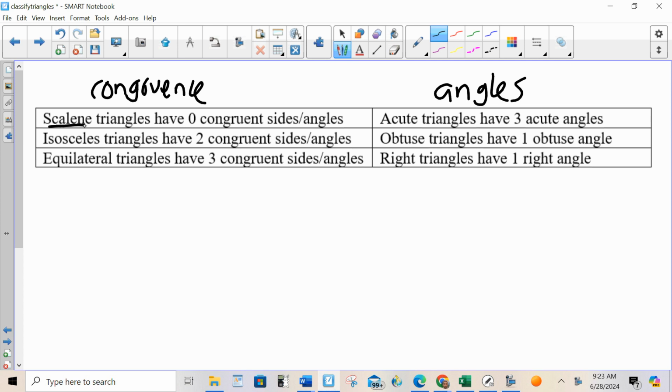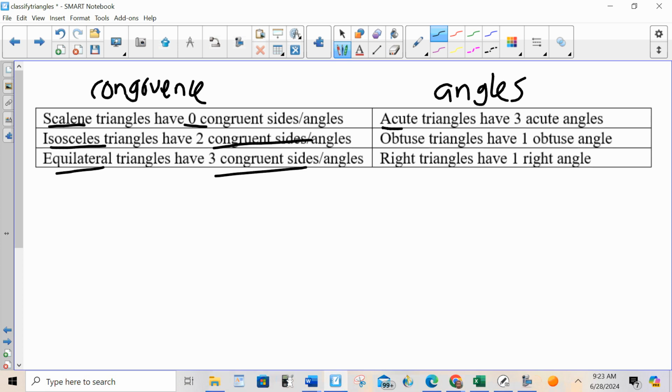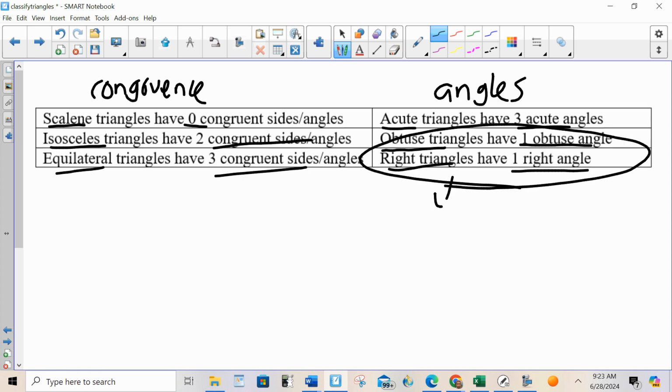A scalene triangle has 0 congruent sides or angles, meaning they're all different. Isosceles have 2 congruent sides or angles. Equilateral have 3. For classifying by angles, an acute angle is an angle that's less than 90. So acute triangles have all acute angles. An obtuse triangle has one obtuse angle, and a right triangle has one right angle. Meaning for the obtuse and the right, they're each going to have 2 acute angles.